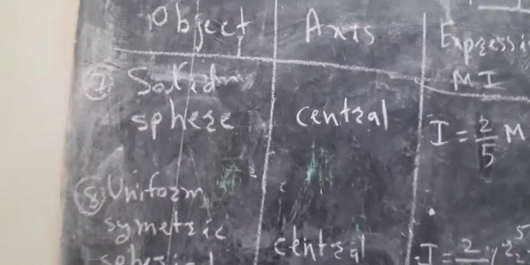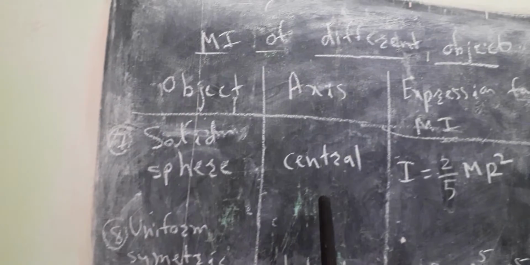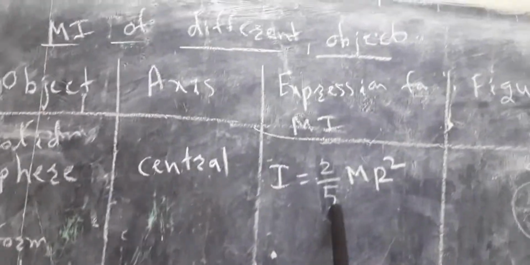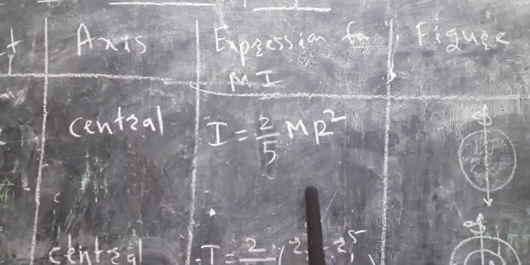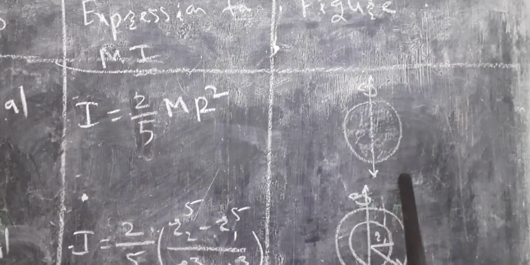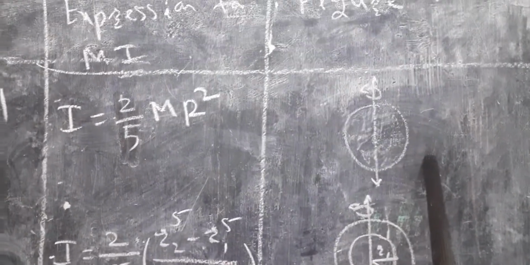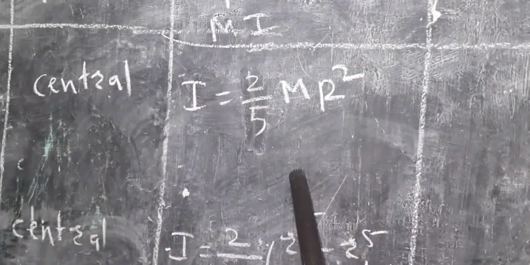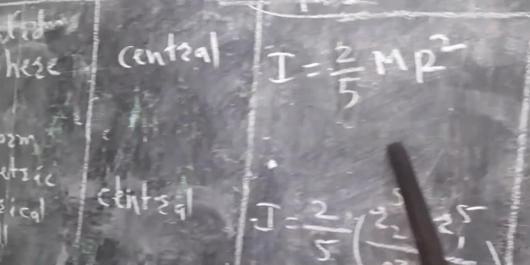The next object is a solid sphere, and the axis passes through the center point, the point of symmetry, that is, central. The value of moment of inertia comes out to be 2/5 MR². This is the diagram where R indicates the radius of the sphere. It is a three-dimensional concept, so proof is not required. We should know the standard formula.